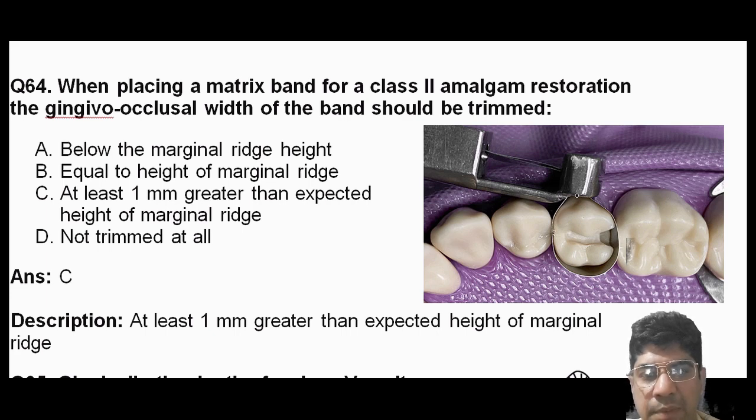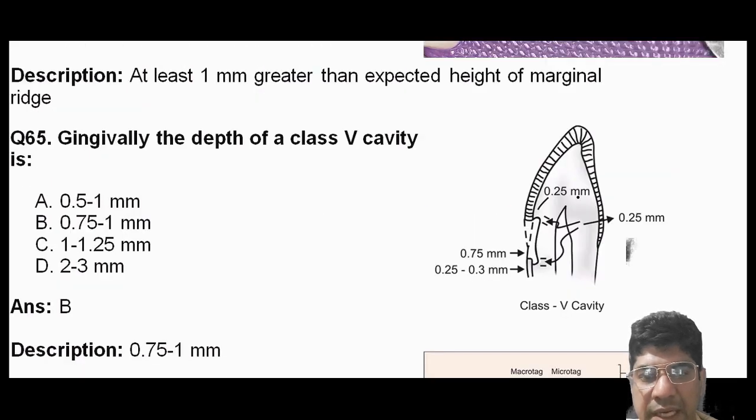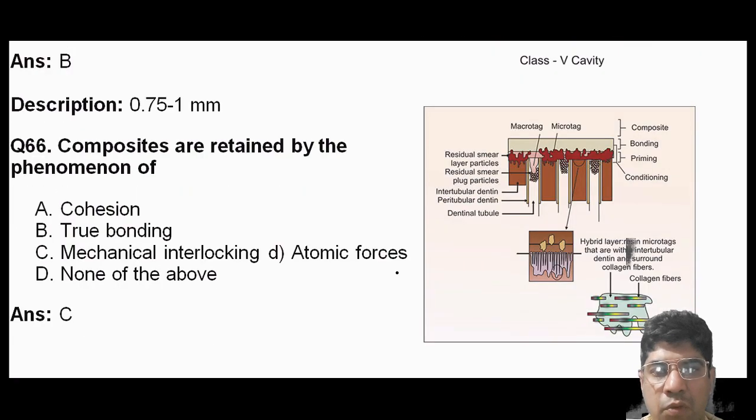Trimming the matrix band to this dimension helps to create a tight seal around the tooth, prevent excessive material from getting out, and facilitate the creation of a well-contoured and properly shaped restoration. Gingivally, the depth of a class 5 cavity is 0.5 to 1 mm.